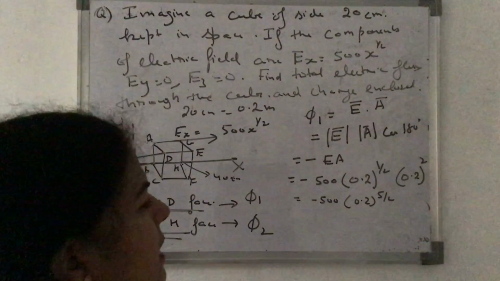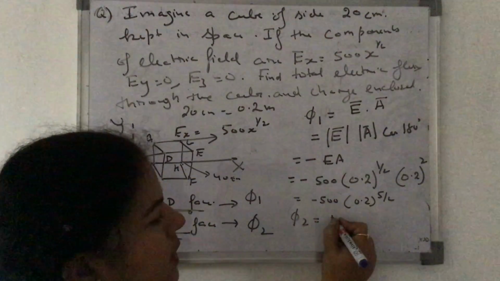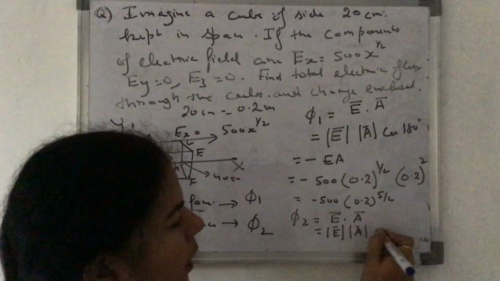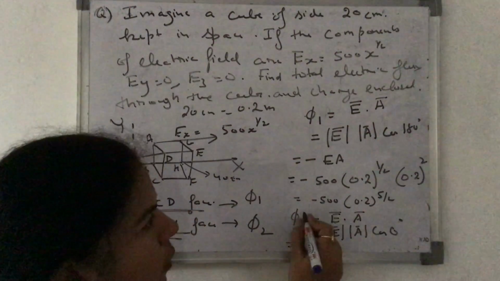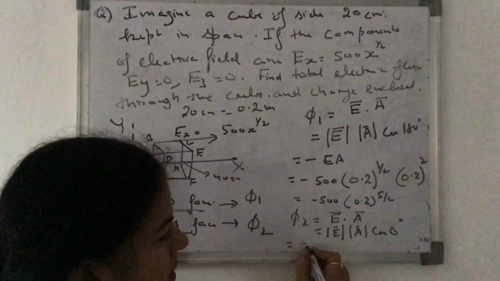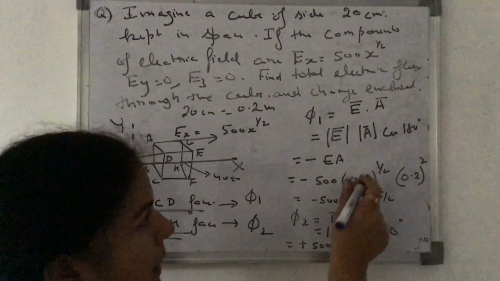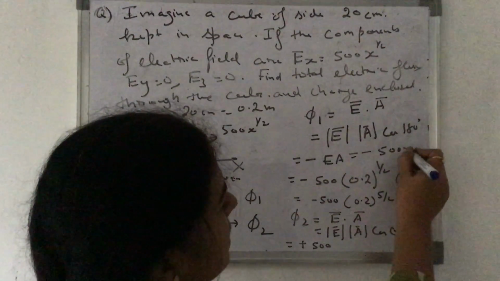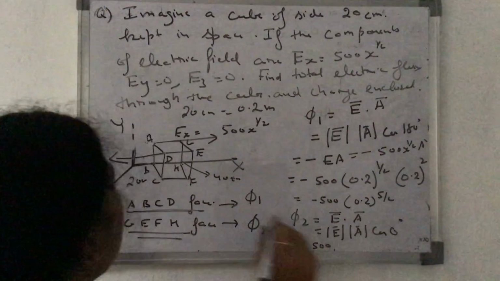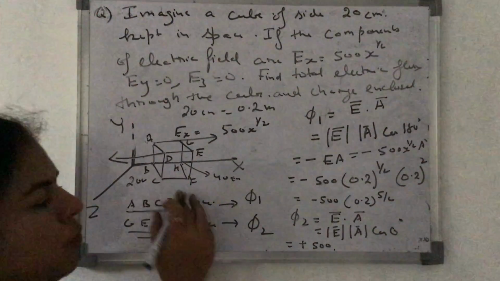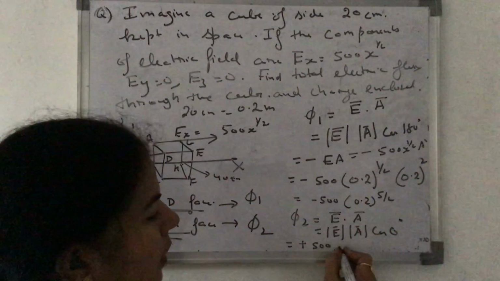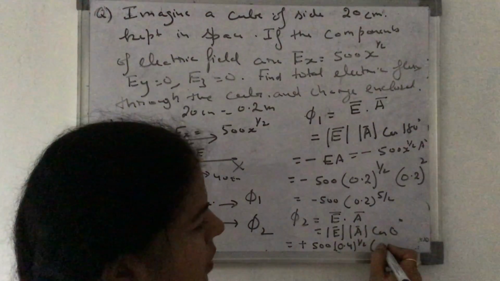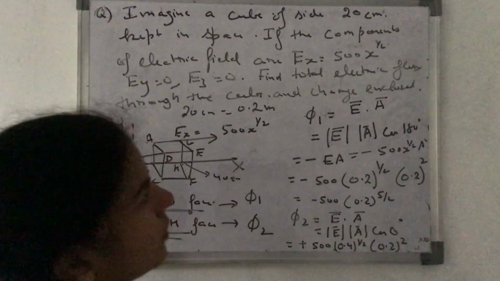Similarly, phi2 is equal to E dot A, which is equal to magnitude of E, magnitude of A, cos of 0 degree. So what is E over here? E is plus, and this becomes 500 x^(-1/2) into area. Here the x value is 20 plus 20, it becomes 40, which means 0.4 to the power minus half, and area is 0.2 whole square.